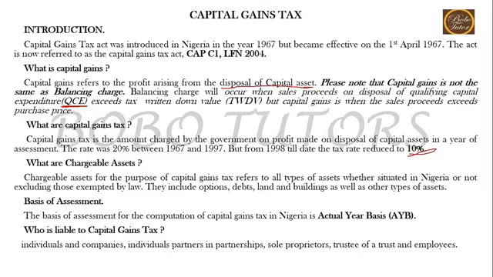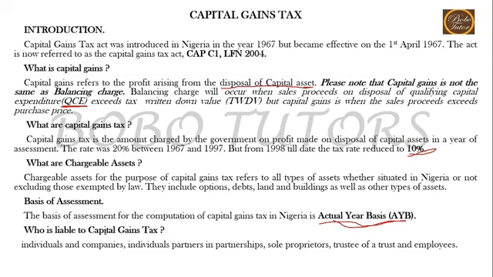Now, what are chargeable assets? Chargeable assets for the purpose of capital gains tax refer to all types of assets, whether situated in Nigeria or not, excluding those exempted by law. They include options, debt, land and building, as well as other types of assets. Now, basis of assessment. The basis of assessment for the computation of capital gains tax in Nigeria is the actual year basis.